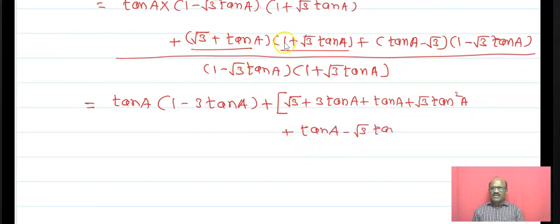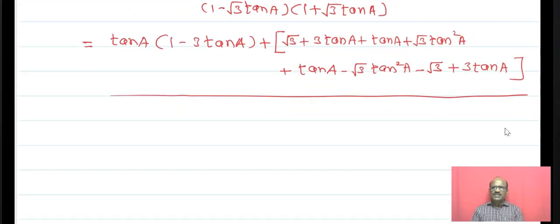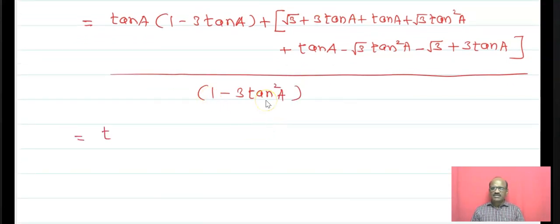Root 3 plus tan A ने या संपूर्ण bracket ला multiply करना, and root 3 minus tan A ने या bracket ला multiply करना, and त्यांचं multiplication या प्रकारे आहे. Normal multiplication आहे दोन brackets when these two brackets contain the different terms. Now the cancellations, and denominator ला काय आहे ना, A minus B and A plus B, that is A square minus B square.